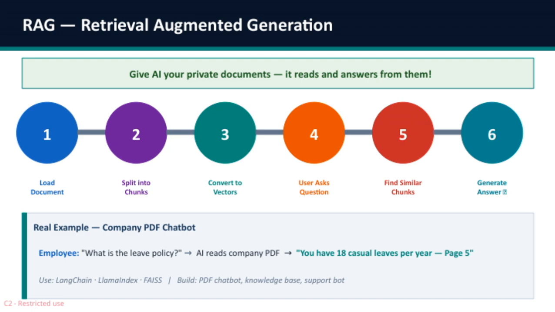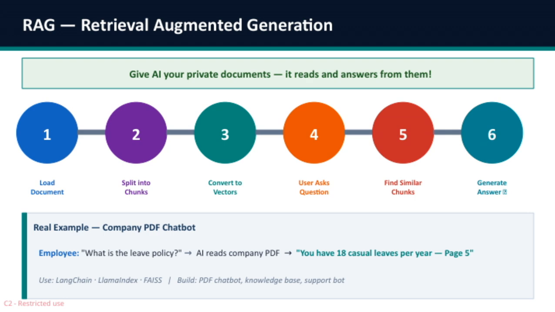This process is part of a real example, a company PDF chatbot, where the AI reads your private documents and answers questions based on their content. The key steps involve loading the document, splitting it into manageable chunks, converting those chunks into vectors, and then finding similar chunks when a user asks a question.